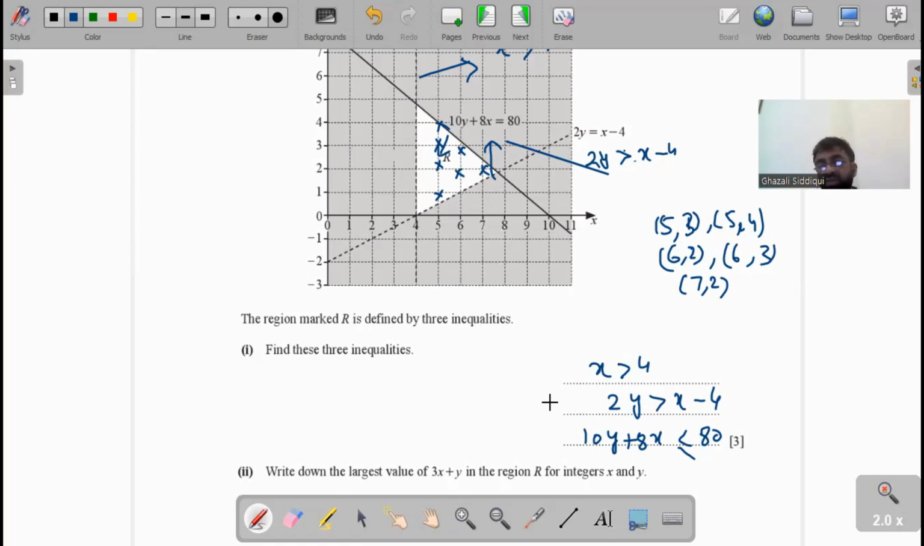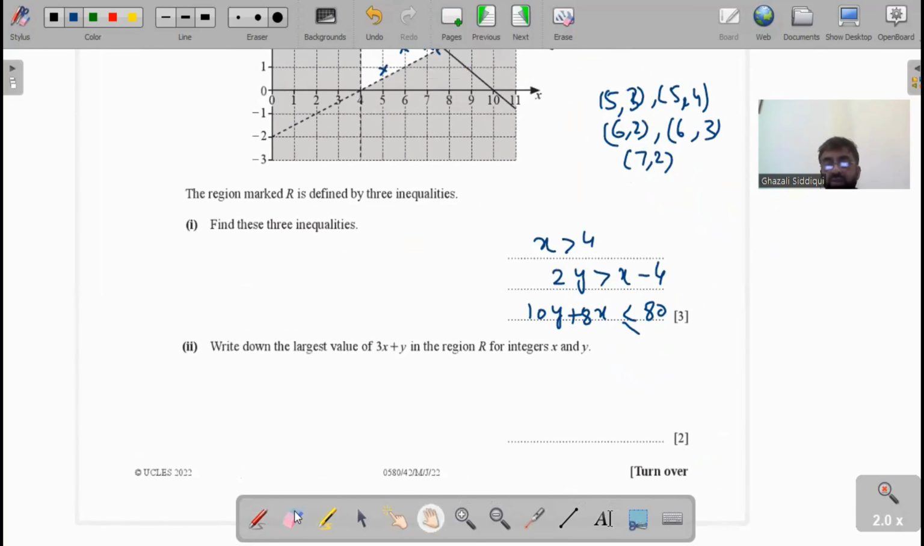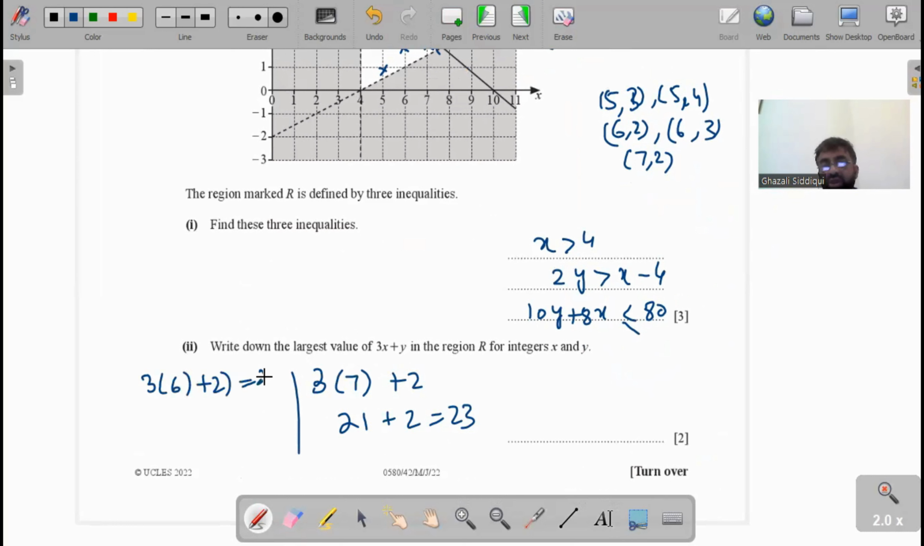Now from this we check these values in this expression. Firstly 7, 2: 3 times 7 plus 2 is equal to 21 plus 2, which is 23. And before this value we check 6, 2: 3 times 6 plus 2 is equal to 20. And other values, I think, will be less than the value of 23. Therefore, the answer is 23.